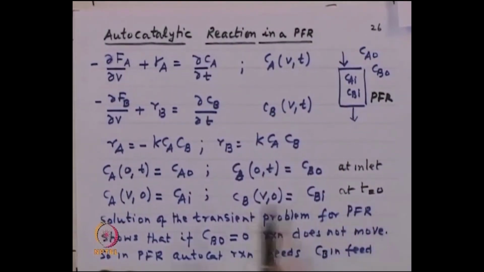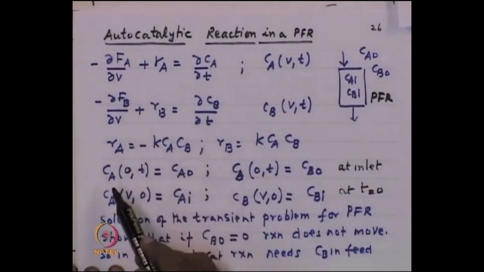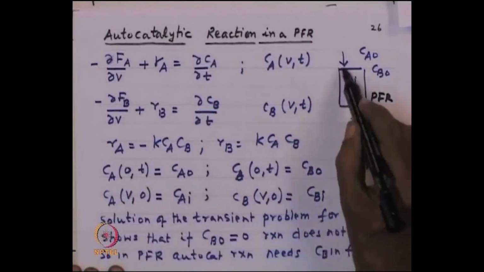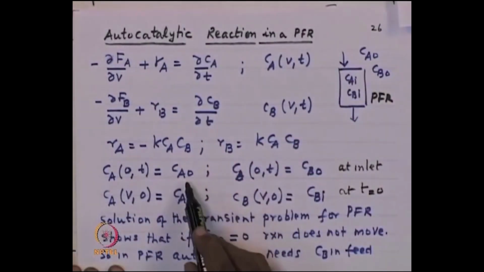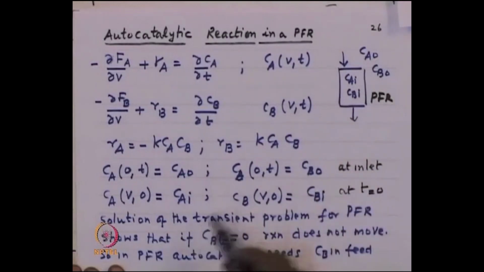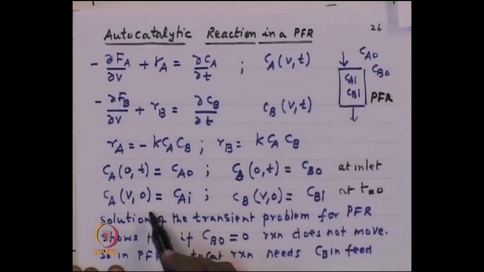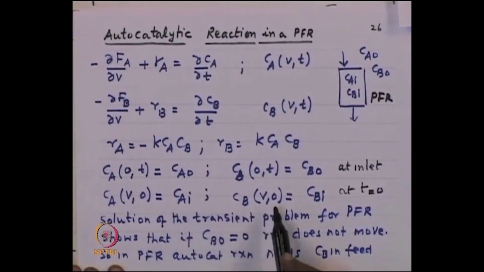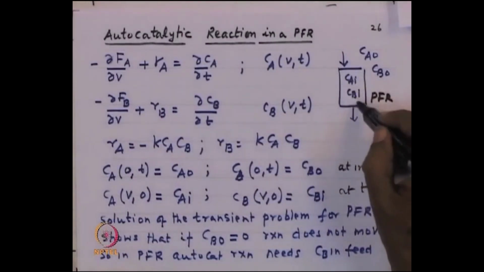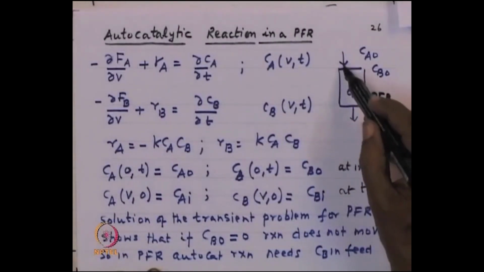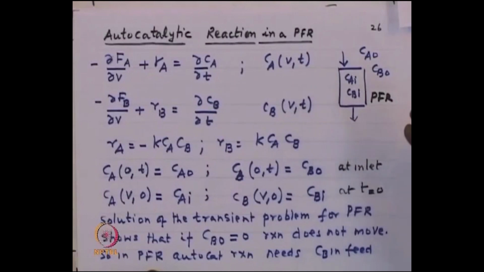Now, if you look at what is happening to CA at 0, 0 meaning at the inlet, at any time what is coming in is CA0, similarly what is coming in is CB0, and at any position inside at 0 time I have taken CAI and CBI. In other words, we have a plug flow vessel which initially contains CAI, CBI, to which you start with CA0 and CB0. What happens to this process?